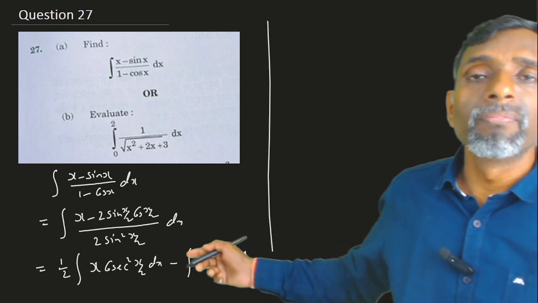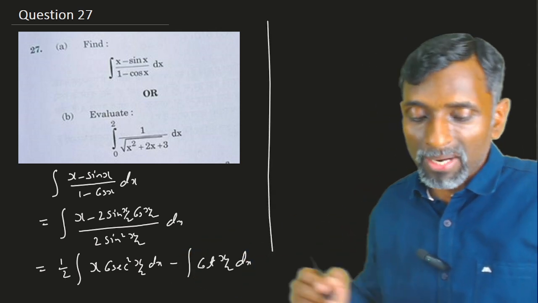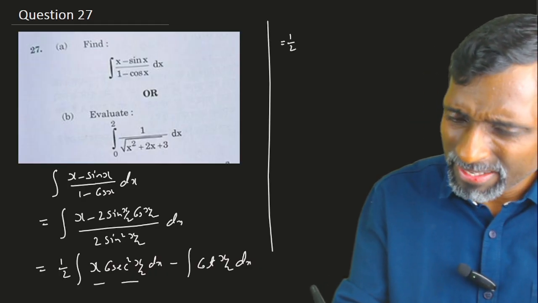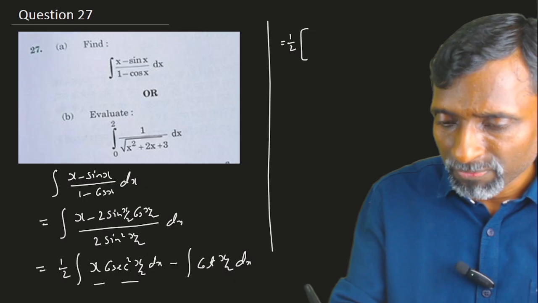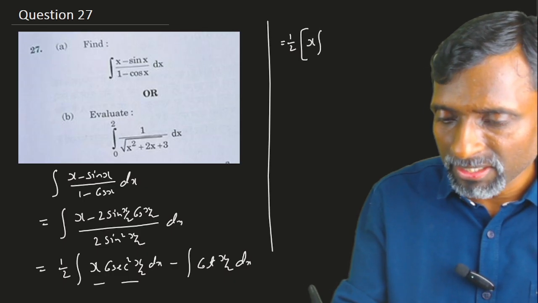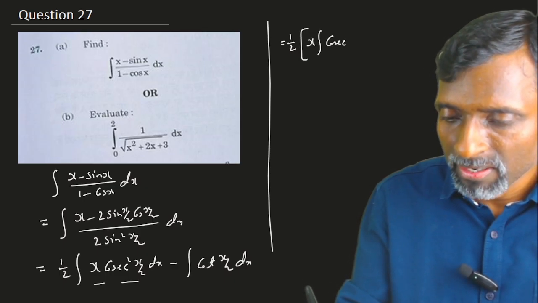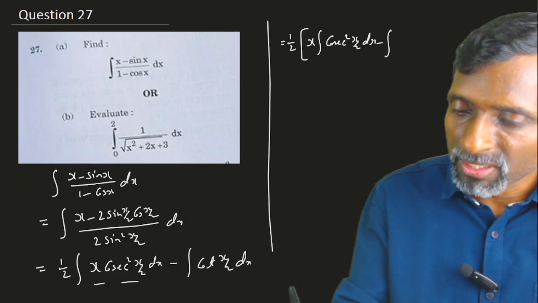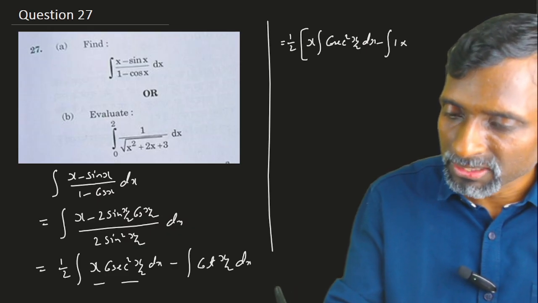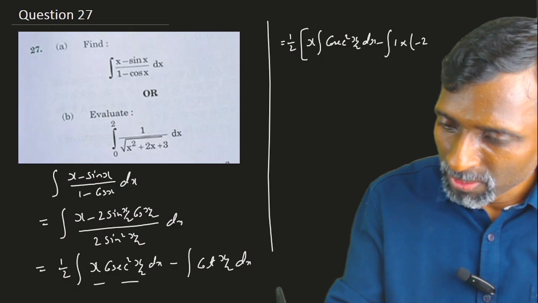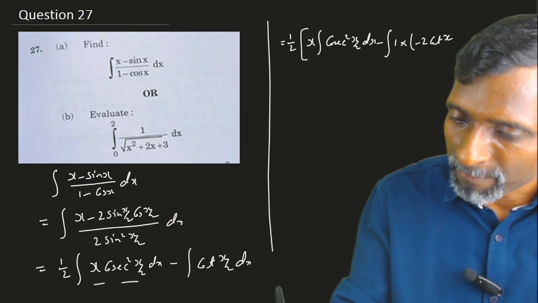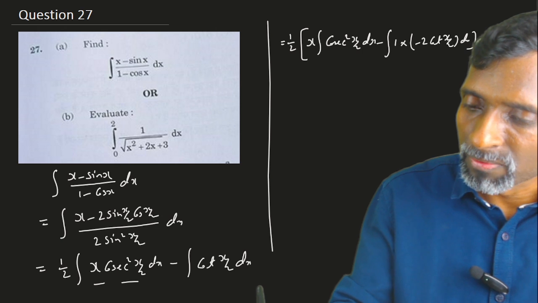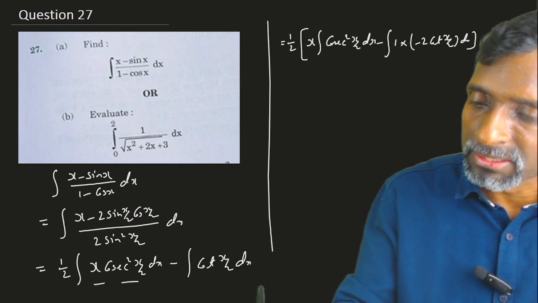In the first part, we can use the integration by parts. So x multiply cosec²(x/2), use integration by parts. Very carefully use the bracket. So first function is x. It is integration of cosec²(x/2) dx minus derivative of x is 1 and integration of cosec²(x/2) is minus 2 cot(x/2) dx and minus integration of cot(x/2) dx.